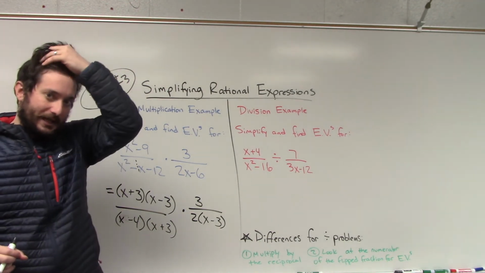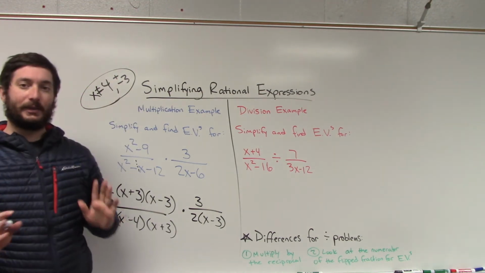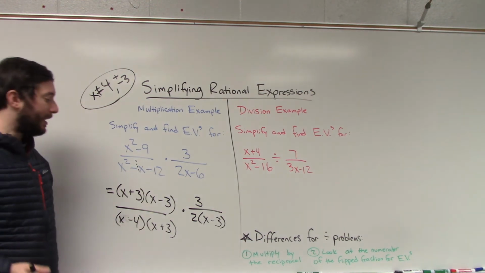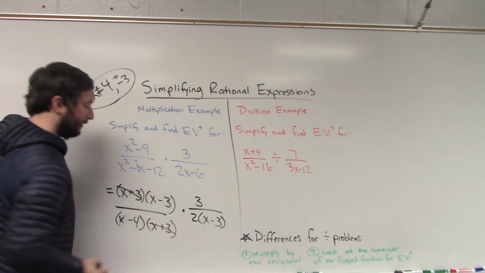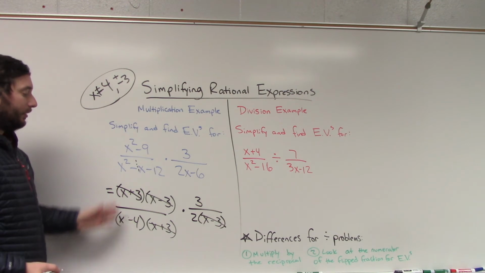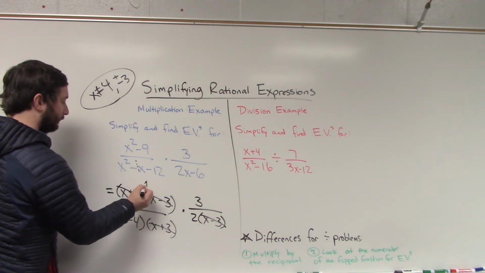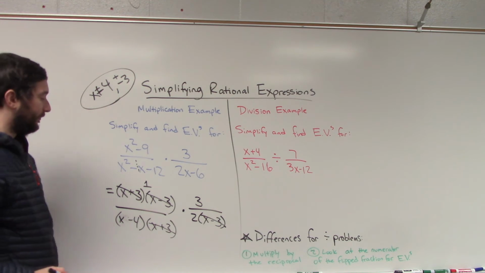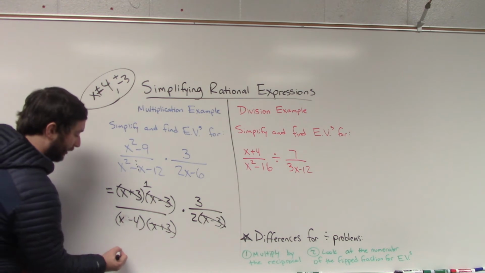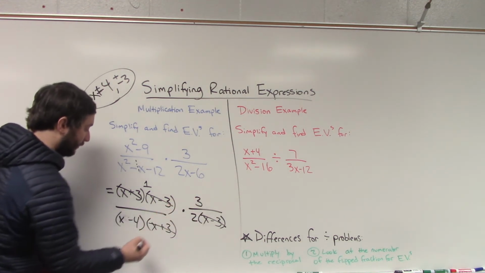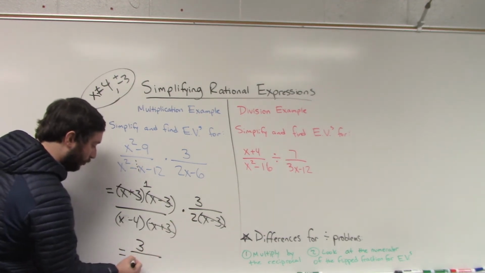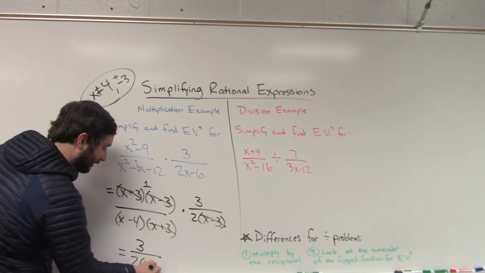Now, after we factored, after we found excluded values, only now can we cancel anything out, right? So what can we cancel? What looks the same on the top and the bottom? x plus 3 can cancel out. x minus 3 can be divided, right? When you do that, you're left with 1, right? Anything divided by itself is a 1. And that leaves us with, finally, a 3 in our numerator. 3 times 1 is just 3. And in our denominator, we have a 2 and x minus 4.